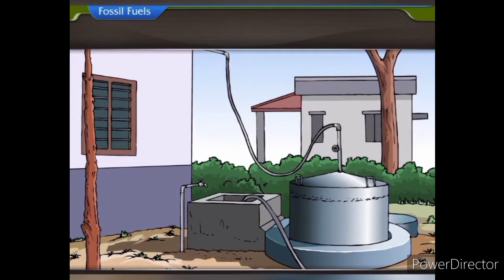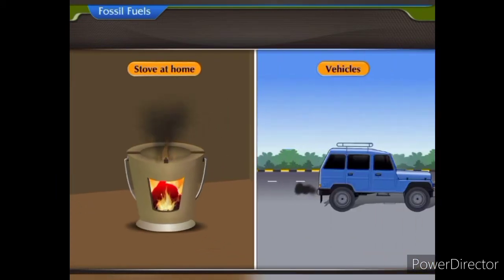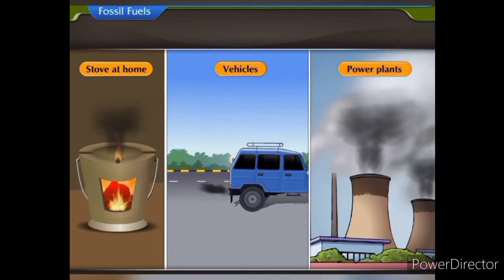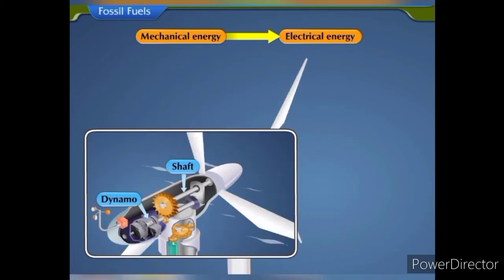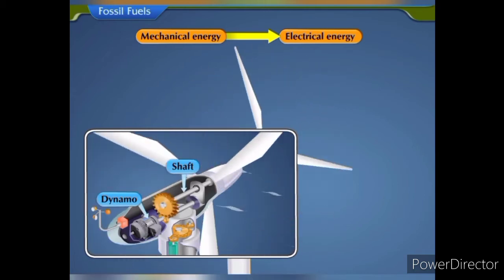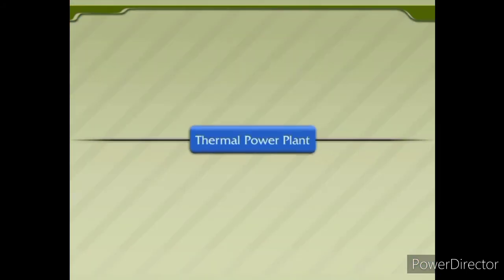Besides being used directly for various purposes like stoves at home and in vehicles, fossil fuels are the major fuels that are used for generating electricity in power plants. Let us study how various sources of energy are harnessed to generate electricity in different power plants. Thermal power plant.